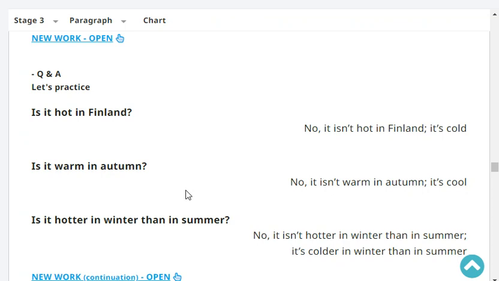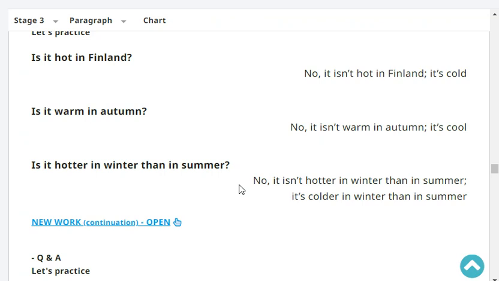Is it warm in autumn? No, it isn't warm in autumn. It's cool. Very good.